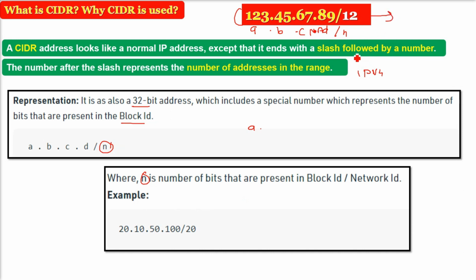You can call it a network address, but we don't call it that here. This is a network address only. That is, if the number is 12, then 12 ones are to be placed from the left, and then the network address is to be computed or determined.